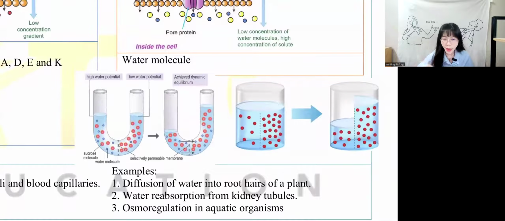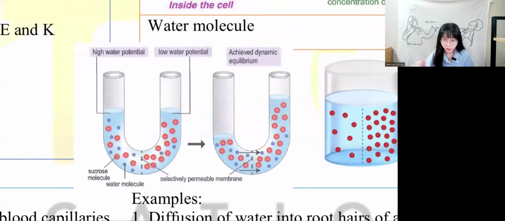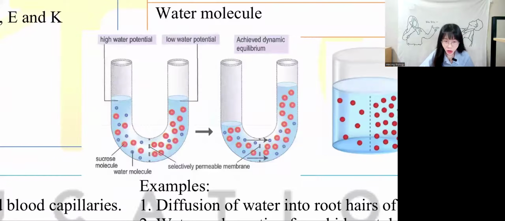They always ask you, based on these 2 diagrams, they will give you a U-tube. Okay, this is a U-tube. In the U-tube, we have sucrose inside. We have water molecules inside. They will give you the labels, sucrose and water molecule. In the middle, we have a thing called the selectively permeable membrane. What does selectively permeable membrane mean? It means it only allows certain substances to pass through, okay?